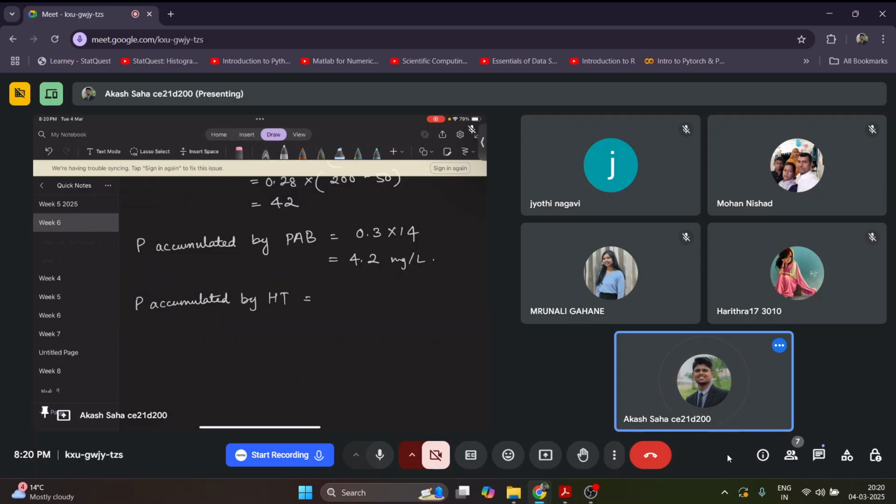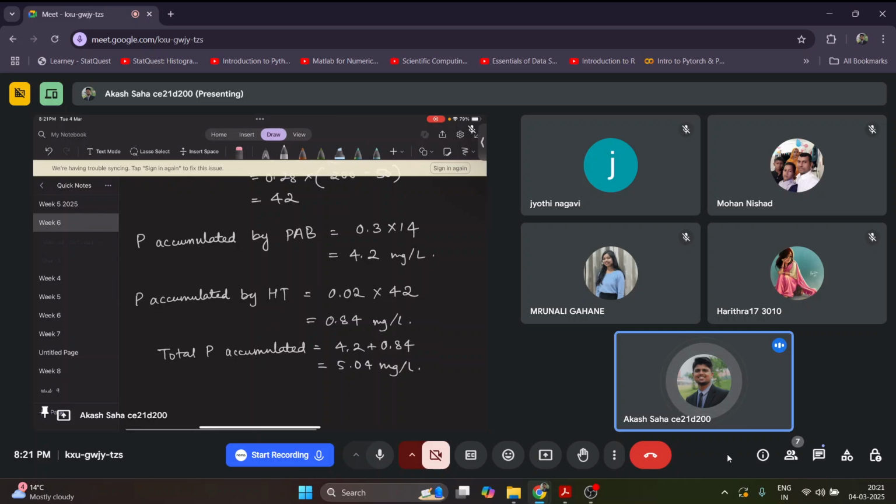So that will be very less because these heterotrophs will not accumulate much of the phosphorus. They will only take the phosphorus for their bacterial activity. So that is 0.02, it is given in the question, into the mass produced, that is 42. So it will be 0.84. Okay. So total phosphorus that is accumulated will be 4.2 plus 0.84. That is nothing but 5.04.